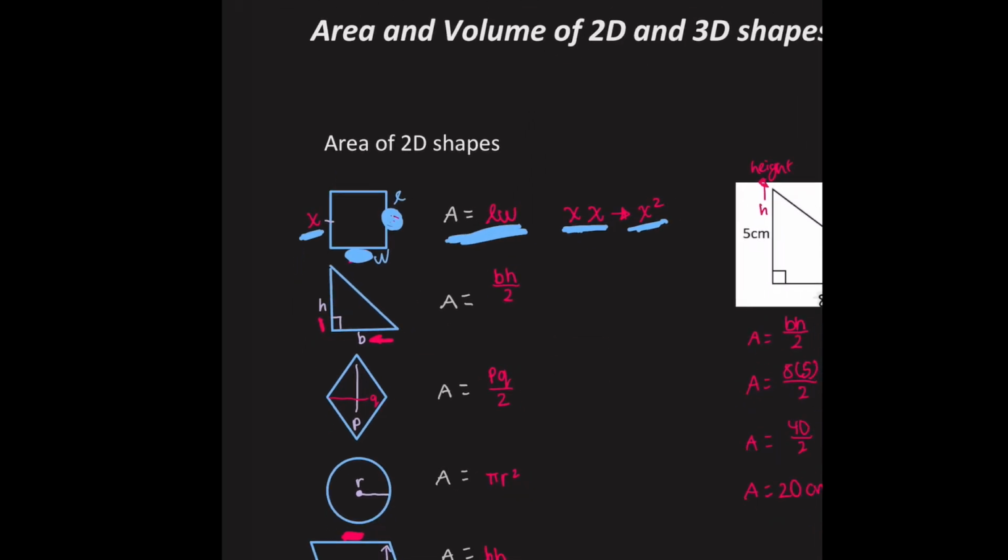Now for a right angle triangle, which you would determine if it has this line over here, you would have the base times height. So the base is down here and the height is on the side. So you would get the base times the height, and then you're going to divide it all by 2.